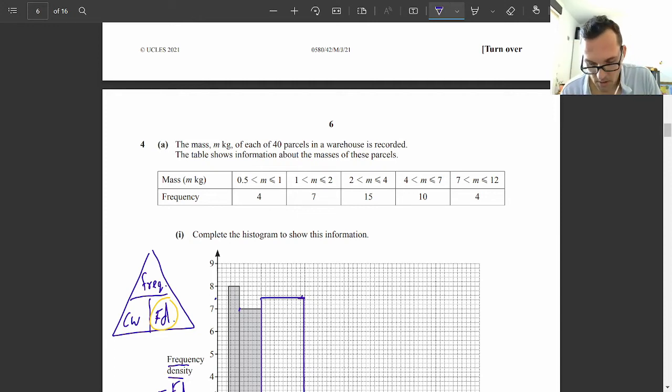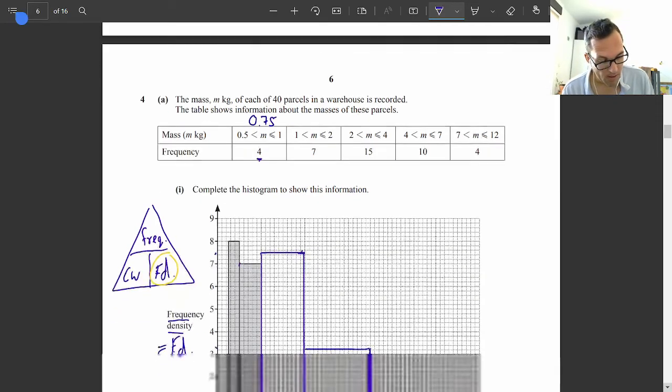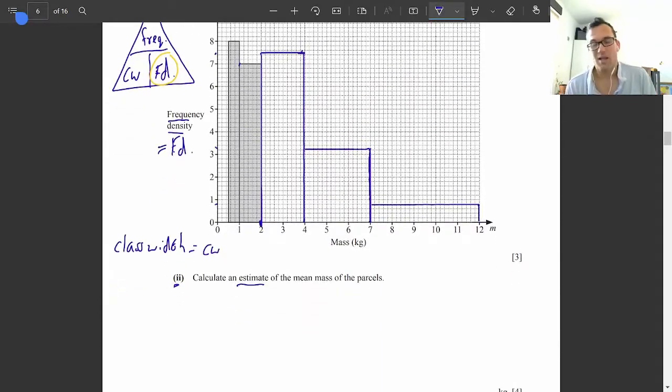Only thing is, here we don't know the exact weight of the parcels. We know there are 4 parcels to start off with a weight between 0.5 and 1. Because we don't have the exact weights, we're going to do an estimate. We're going to use the midpoint, which in this case is 0.75. So if there are 4 parcels, that is roughly 0.75 kilogram each. We're going to have to multiply it together to get that weight. Show every step of your working out.